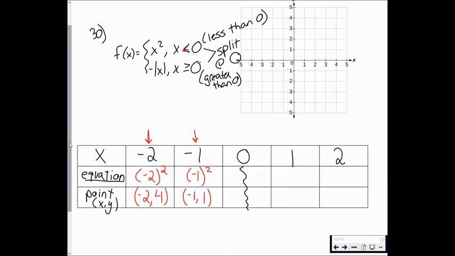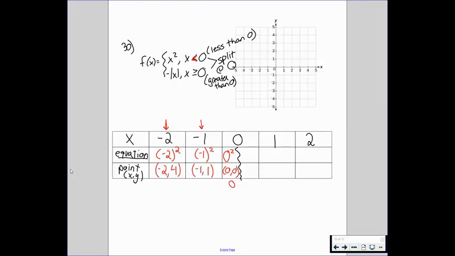The next value is 0. I'm going to plug that into the first function. 0 squared is 0. Because this is where x was less than 0, I'm going to use an open dot for that ordered pair. Since 0 is where the graph broke at, I'm also going to plug in 0 into this bottom function. Negative absolute value of 0 is just 0. Since this is where x was greater than or equal to 0, I'm going to use a closed dot for that ordered pair. Next value we're plugging in is 1.